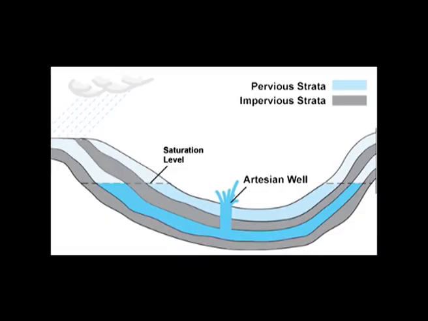This is another picture in which the blue color represents the permeable layer. That permeable layer is sandwiched between two impermeable layers, and the water automatically rises up. This is a saturation level. So, the artesian well continues to overflow in this particular position.